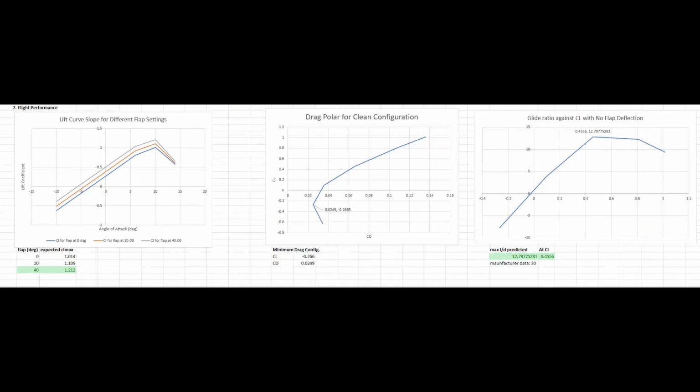Moving to wind tunnel testing, flight performance is analyzed by producing the lift curve slope, showing maximum expected lift coefficient occurring at a 40-degree flap deflection, which produces a CL of 1.2. The drag polar with no flap deflection is also produced, showing the minimum drag configuration occurring when CD is 0.0249 and CL is minus 0.266. The presented glide ratio then shows the best lift-drag ratio of 12.79, which occurs at a CL of 0.4556.